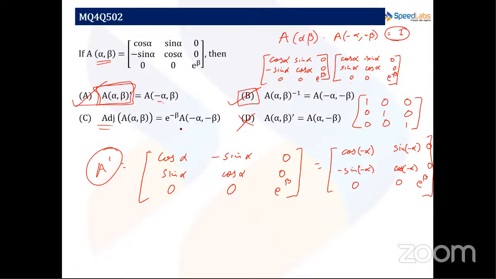For adjoint we need to find, see, for adjoint we have this property: adjoint of A is equal to determinant value of A into A inverse. Since A inverse is equal to this, we have to just find the determinant value of A. So determinant value of A is cos alpha into this minus 0.